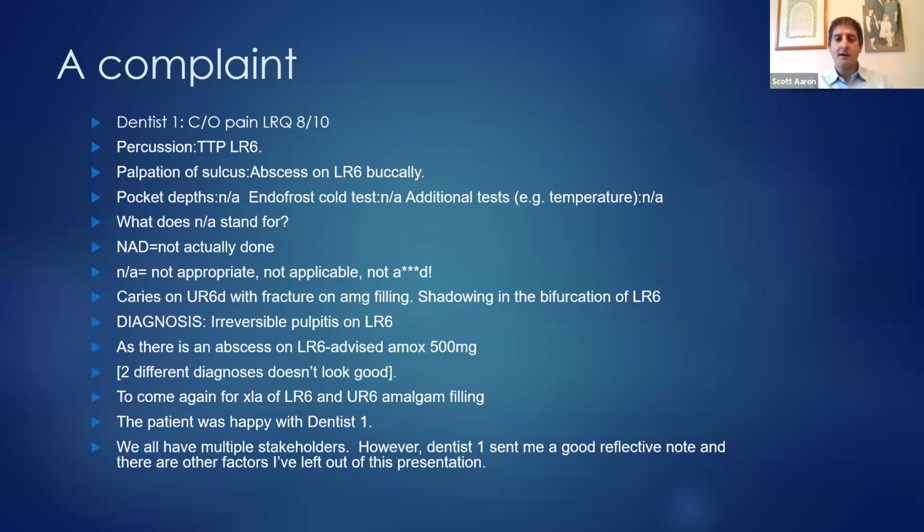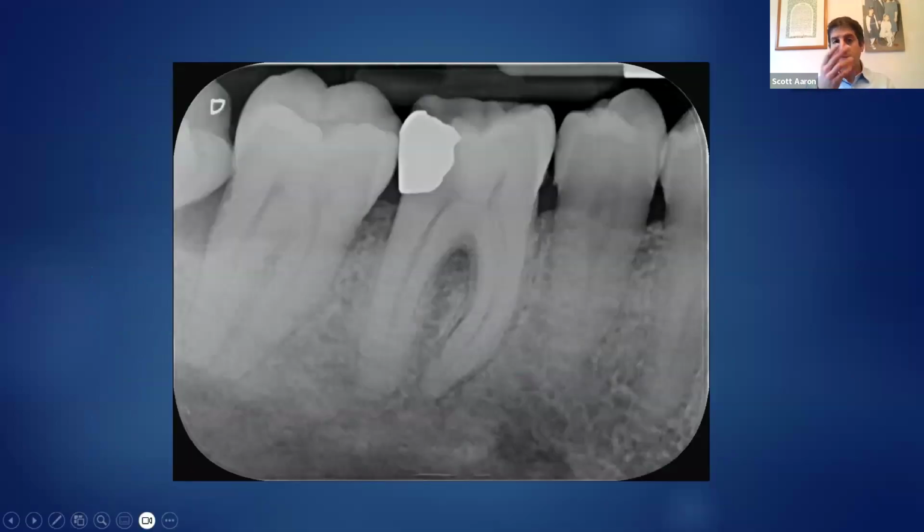We've all got multiple stakeholders, though. We've got to make the dentist happy. We've got to make the patient happy, perhaps your boss happy. You've got to make regulators happy and everyone else happy. And you can't always achieve everything. Dentist 2, this is the X-ray. So we've got a deep filling, we've got secondary caries, we're close to the pulp, the horn's been obliterated distally, we've got some sort of apical something going on.